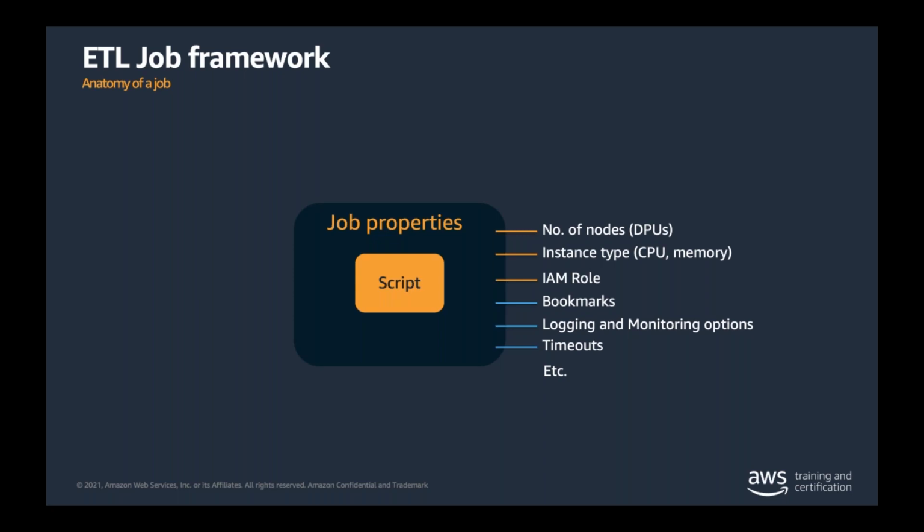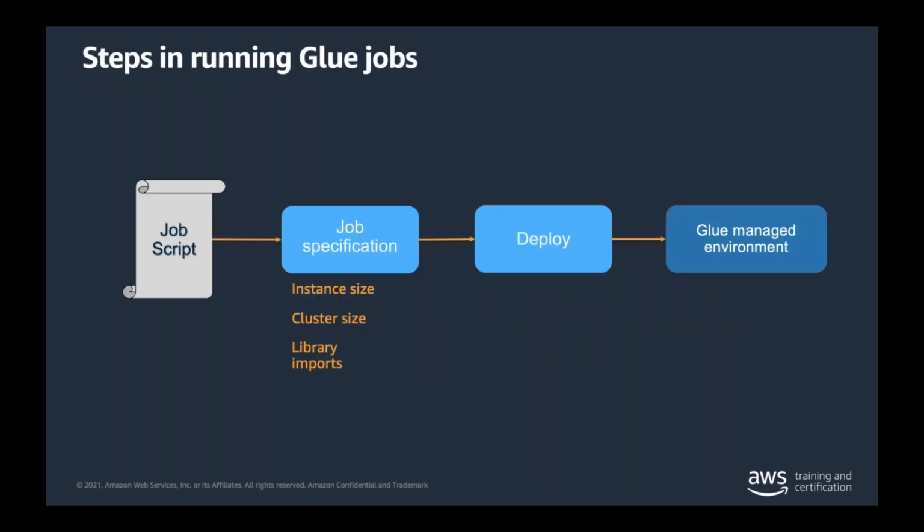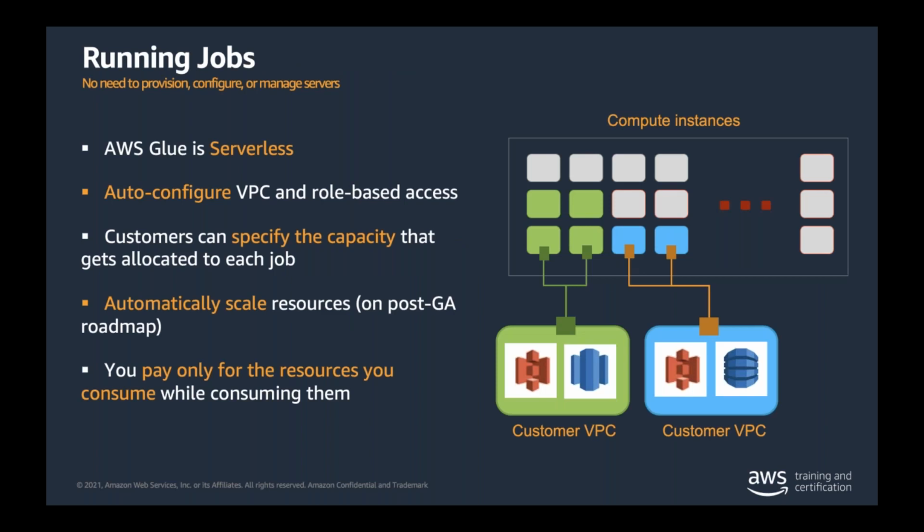And additionally, there are some other job properties like timeouts, concurrency, retries, etc., that you can play around with in your own jobs. And once you develop the job script with all the necessary properties and required libraries specifically designed for your job, you simply deploy the job and let the AWS Glue managed environment do the work. But what does "do the work" really mean?